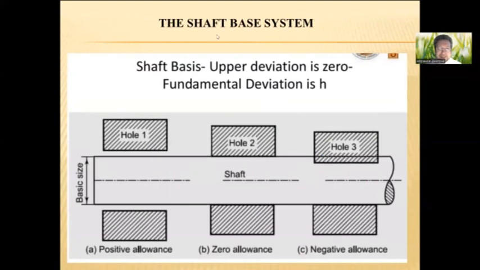The shaft basis system: upper deviation is 0 and fundamental deviation is small h. Base size of shaft, and you can see 3 types of fits: fits with clearance, transition fit, and fit with interference.